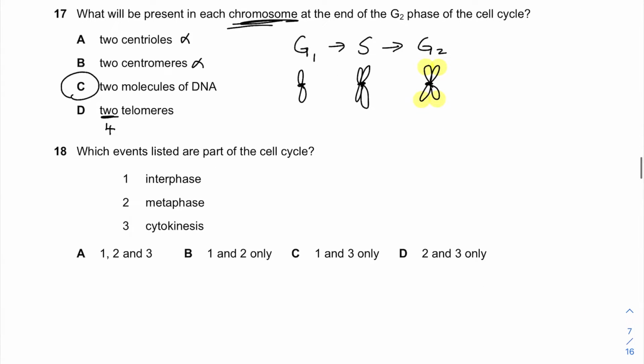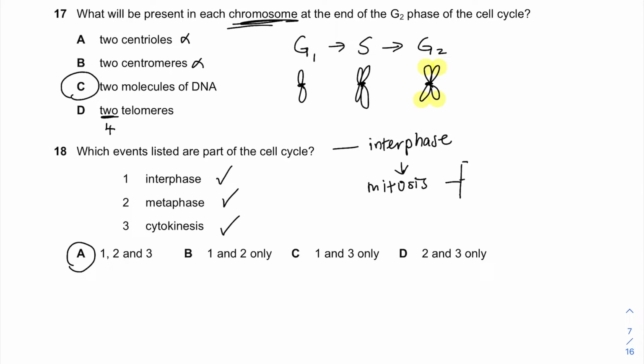Question 18. Which events listed are part of the cell cycle? Yes, interphase, metaphase, and cytokinesis. All of it is correct. So your cell cycle would include interphase, and then your mitosis, which can be further branched out to your prophase, metaphase, anaphase, and telophase. After telophase is completed, the cell cycle enters cytokinesis to divide the cytoplasm.